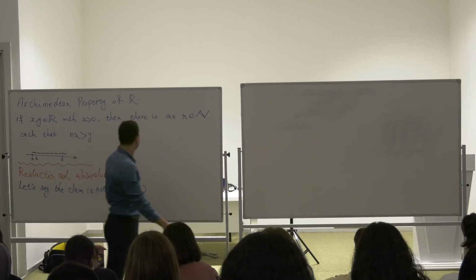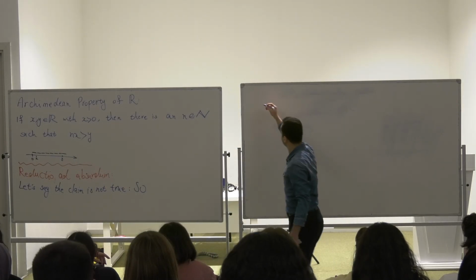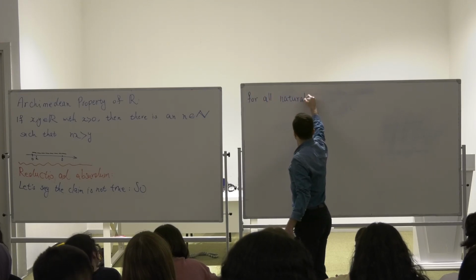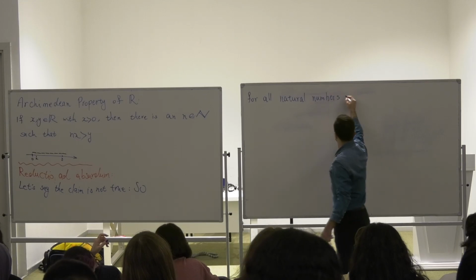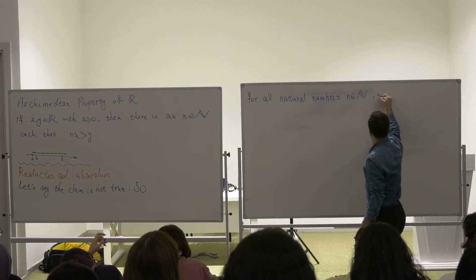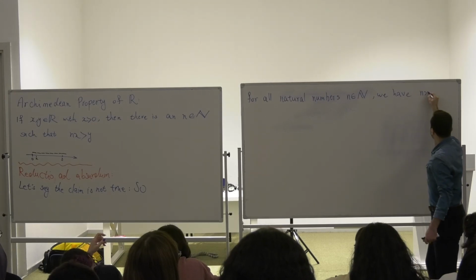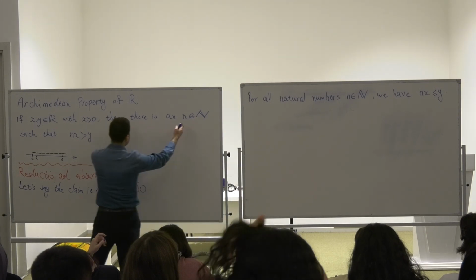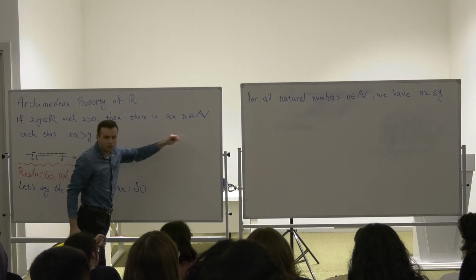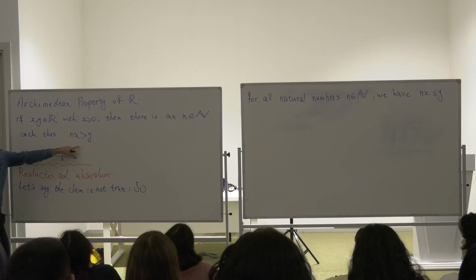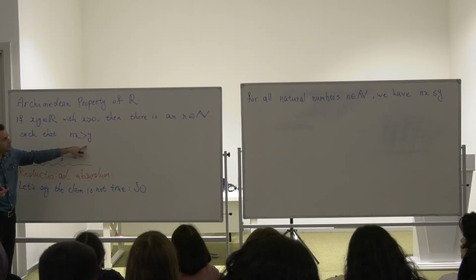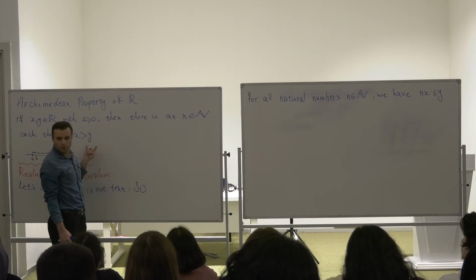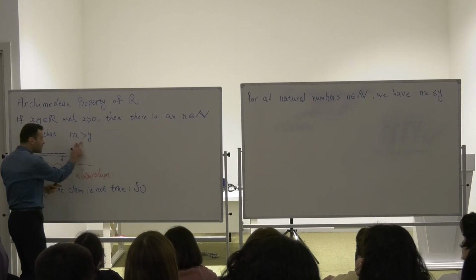So what happens for all natural numbers and we have nx less than or equal to y. The negation of this statement, that there is a natural number such that nx is greater than y, negation of it is what? Any real number that you get, there is no natural number such that this holds. Or for any natural number that you take, the reverse of this is true.